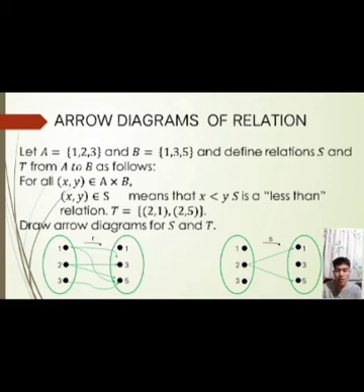Arrow diagram of relation. Let A equal the set 1, 2, 3 and B equal the set 1, 3, 5, and define relations S and T from A to B as follows. For all (x, y) element of A cross B, (x, y) is an element of S means that x is less than y, a less than relation. T equals the set {(2, 1), (2, 5)}. Draw the arrow diagram for S and T.